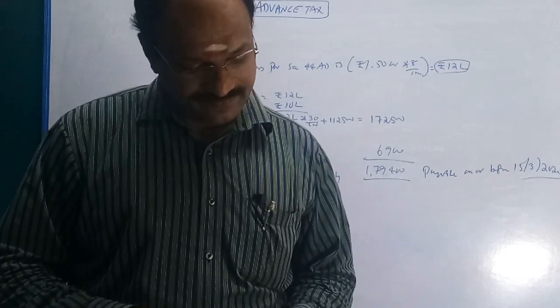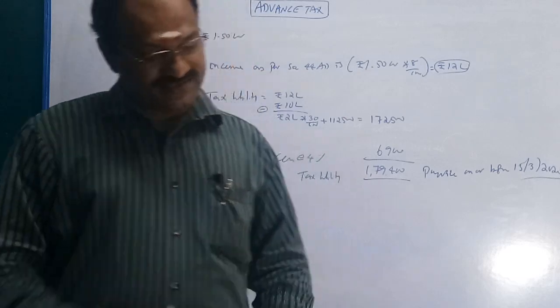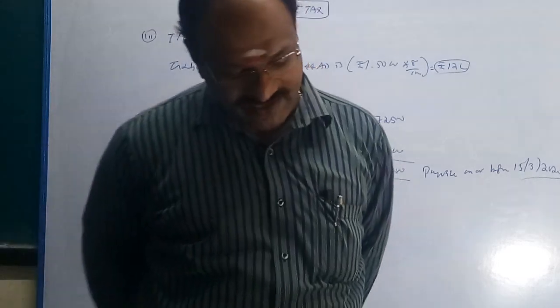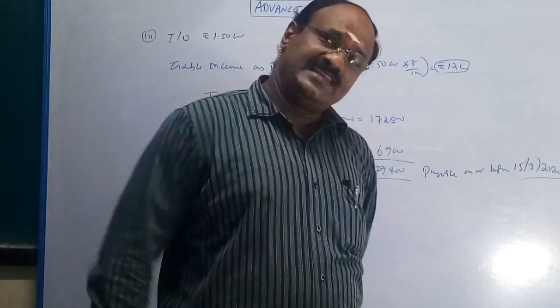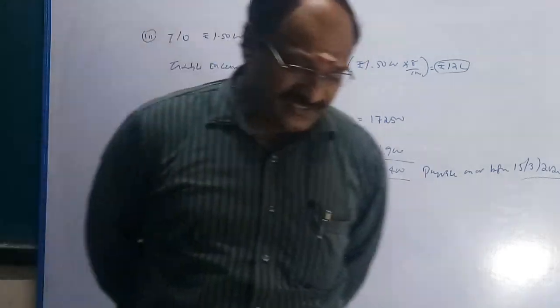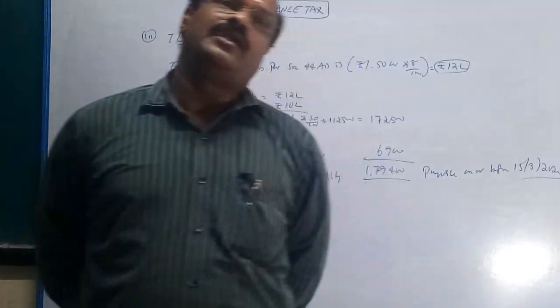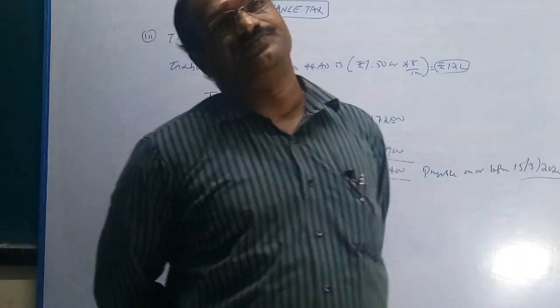Next also same. Okay, next. A senior citizen having a pension income of 3 lakhs and property income of 5 lakhs.